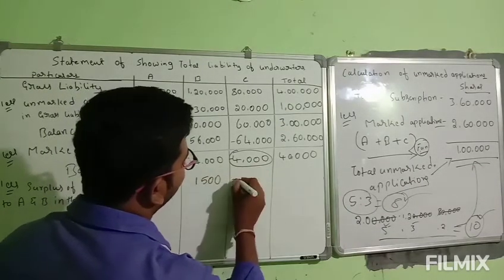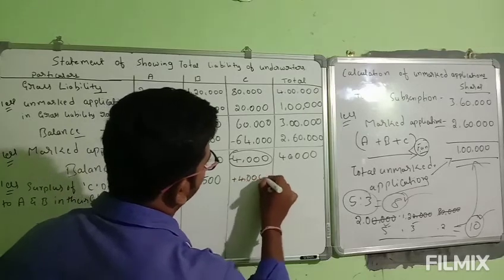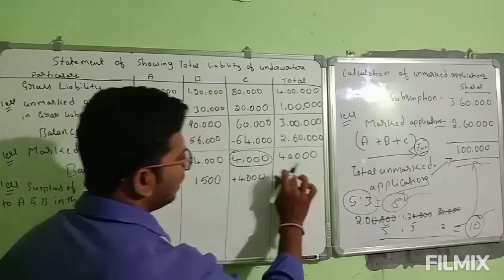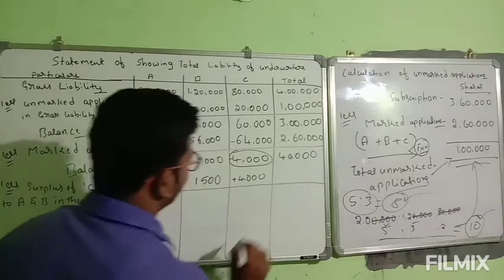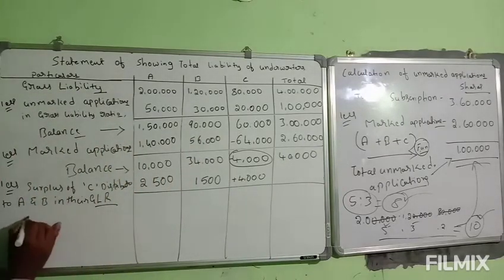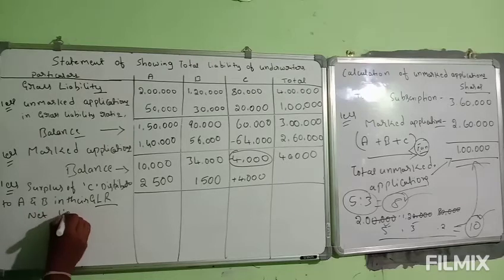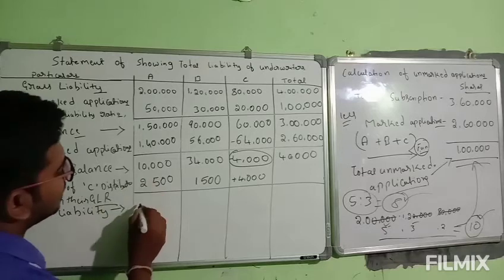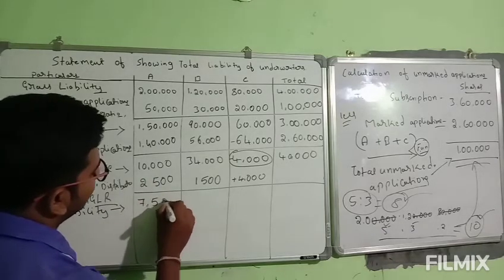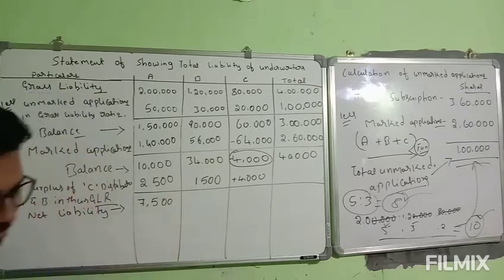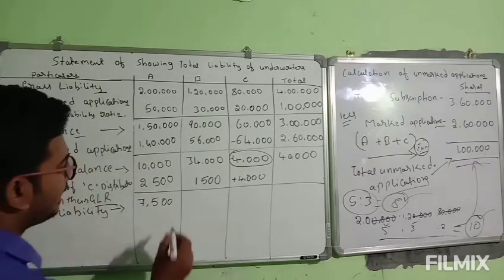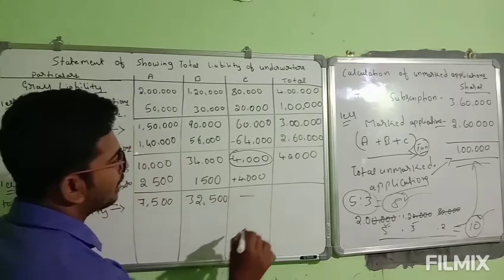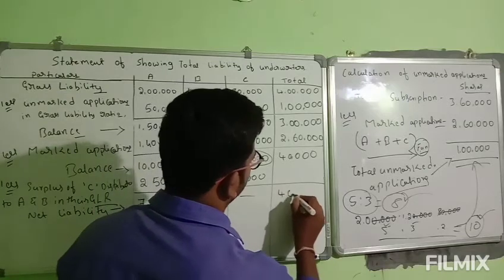Whatever we distribute, that much we take here: minus plus 4,000, we have distributed. So it will become nil. So when distributing surplus, you should not make the total here. So we will get the further balance. So no negative comes. So directly consider as net liability. So net liability: 10,000 minus 2,500, 7,500. 34,000 minus 1,500, 32,500. So nil will continue here, 40,000.